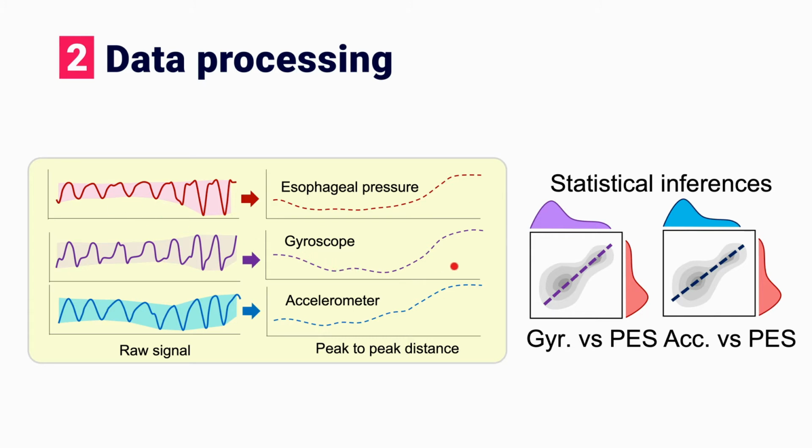The final database contained more than 8,000 fragments of 7 breathing labels, their peak-to-peak distance, timestamps, and patient ID to proceed to statistical inferences between the two inertial units of Sunrise and the esophageal pressure.